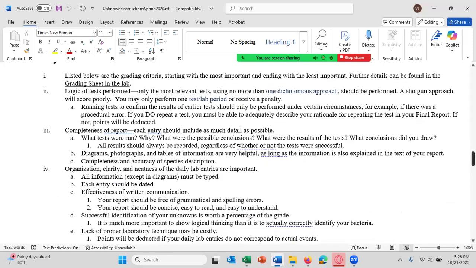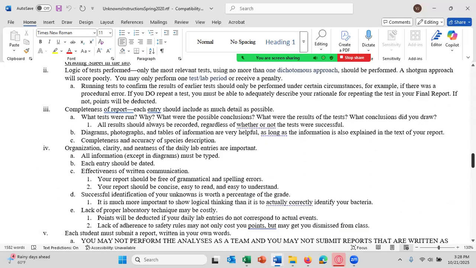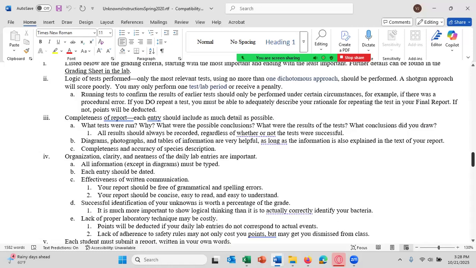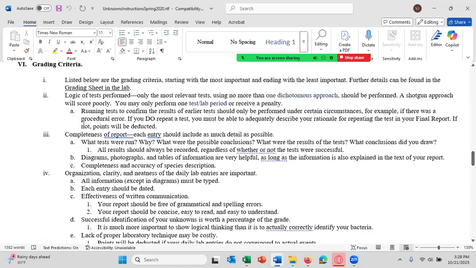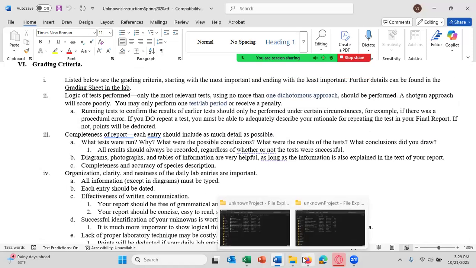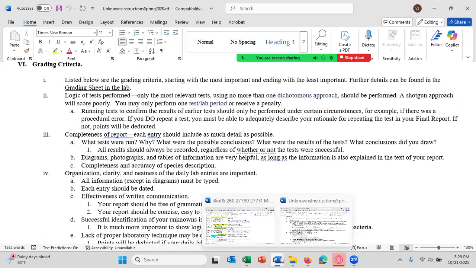And then the grading, I've already shown it to you. But here's a section on how the grading will be done. The majority of the project will be the logic of the tests you perform. You will be graded, something, let me look that up again, for getting the correct species.